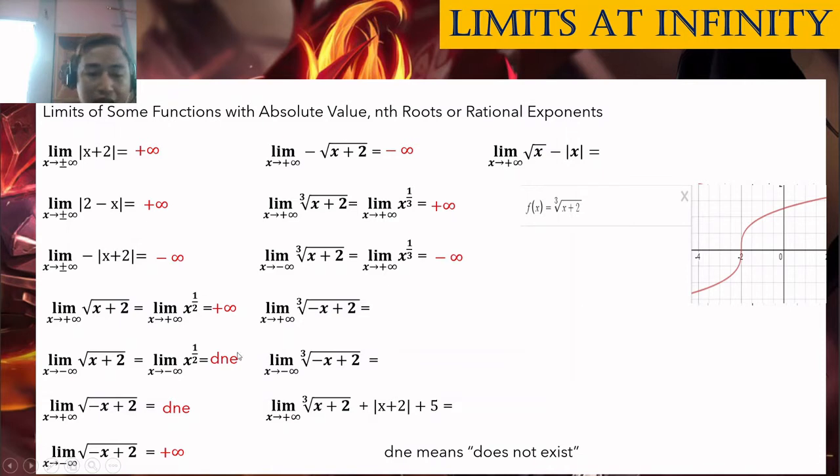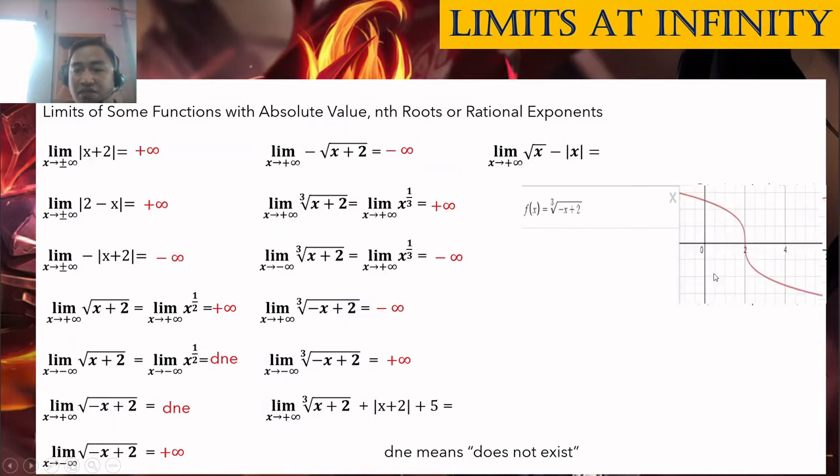Next, class, cube root, then a negative inside. The limit as x approaches positive infinity: the values for x are positive, and there is a negative inside, so it is negative, so negative infinity. Then as x approaches negative infinity, the value inside becomes positive, so the answer is positive infinity. Okay, we will see the graph for this one.